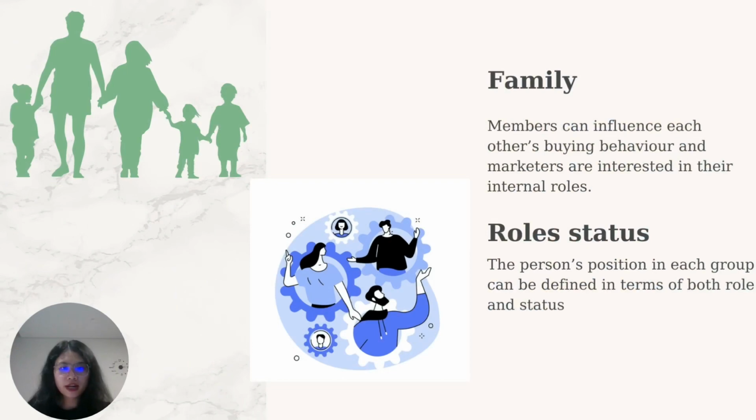The third one is family, whose members can influence each other's buying behavior, and marketers are interested in their internal roles. In addition, children have a strong influence on family decisions. The final one is role and status.